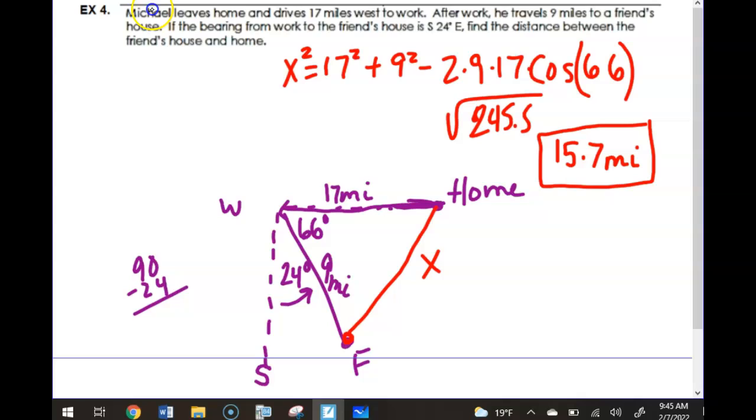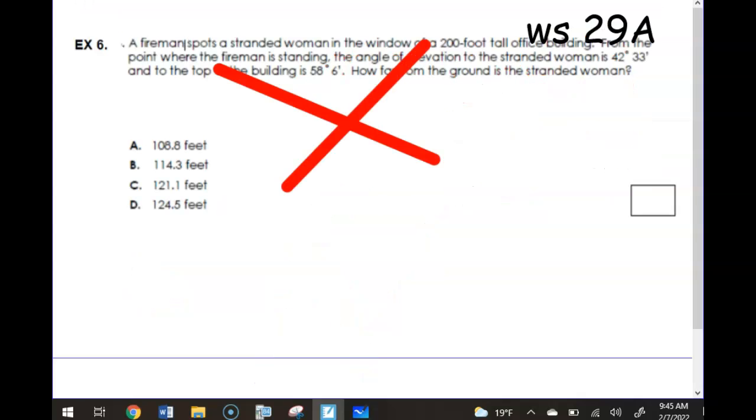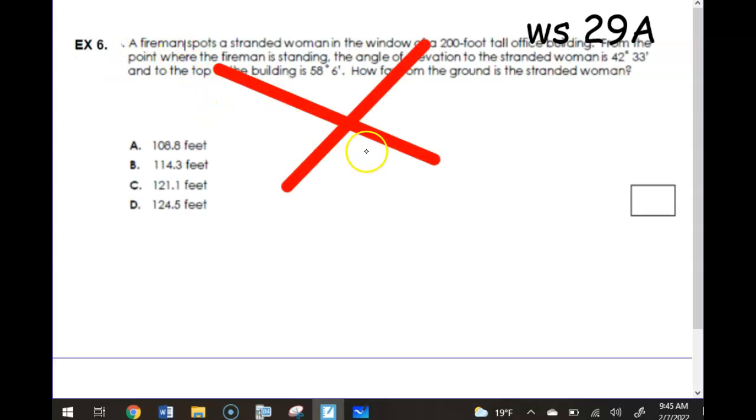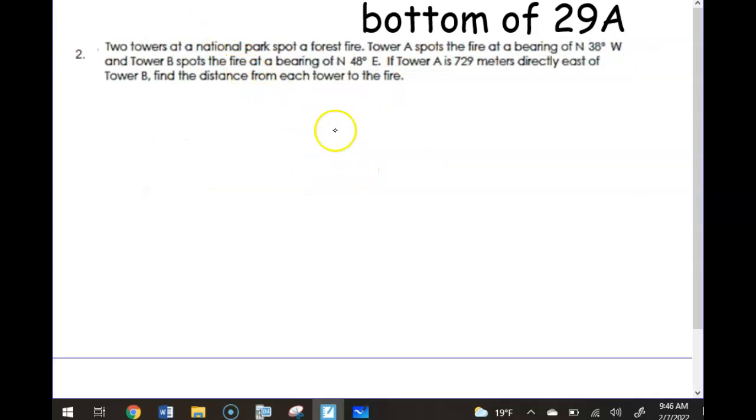Questions? All right. If you go to 29, at the top of 29A, you can cross off example 6. That one was in degrees and minutes, and we're just not going to do that because we skipped that concept this year. On the bottom of 29A is an example. This is similar to a quiz question on one version, but I think both versions have a question about something about a tower and spotting a fire. I did not make it a bearings question on the quiz though, okay?